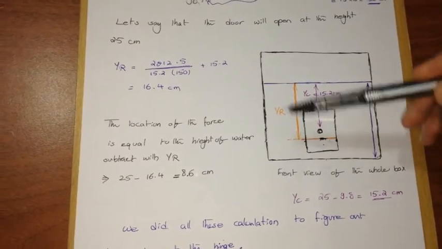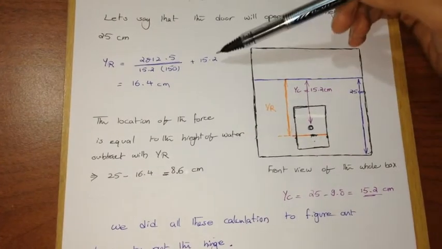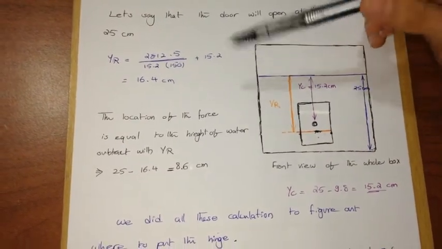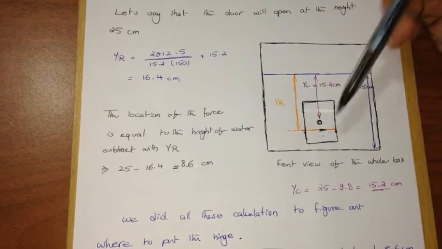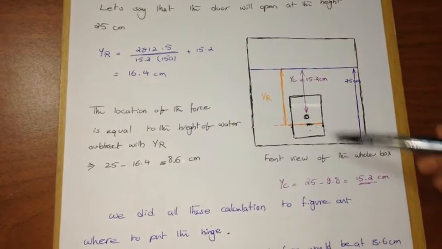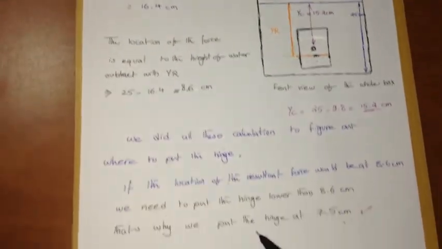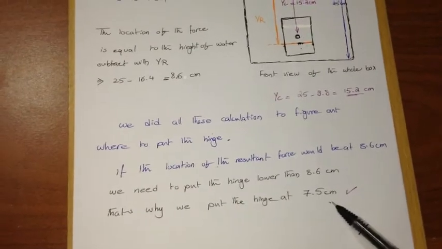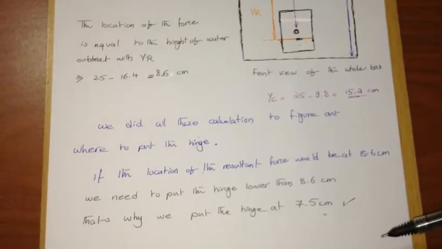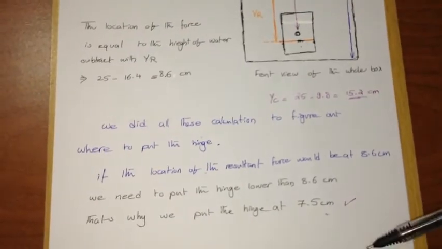So when the force is acting on it at 25 centimeters, when the height of the water is at 25, the door will be able to open. That's why we decided to put the hinge at 7.5. Now let's watch the experiment we did in the field.